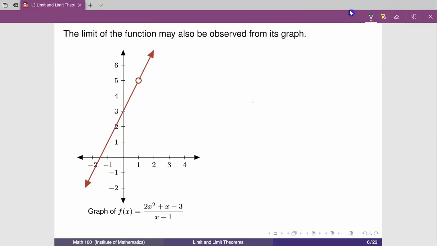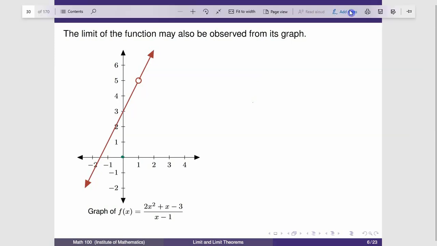Nag-start tayo kay 0. And then, pumunta tayo pataas kay 1. Tapos, kinonsider natin yung function value sa interval na ito. Ano yung function value sa interval na yan? When x is 0, ito yung function value. Papunta kay 1, ang function values ay ito. So, pumupunta siya dito, no, sa hole na ito, which is 5.